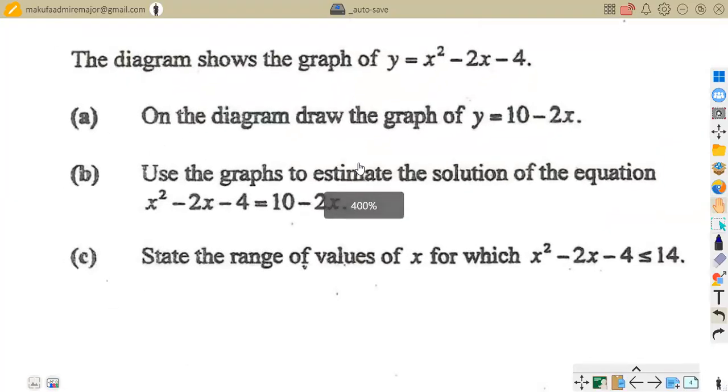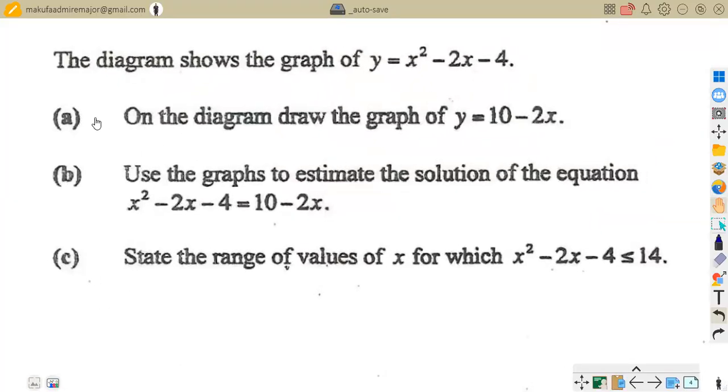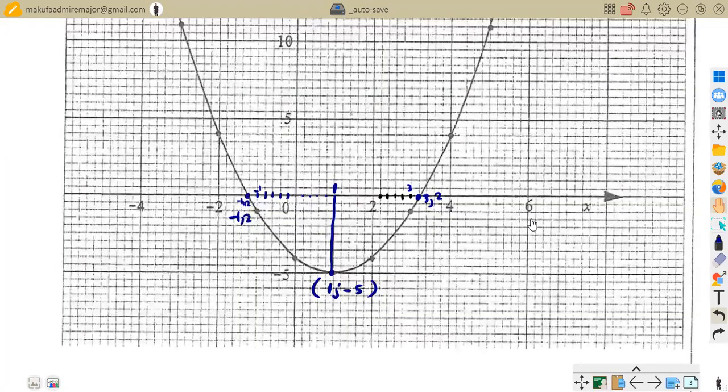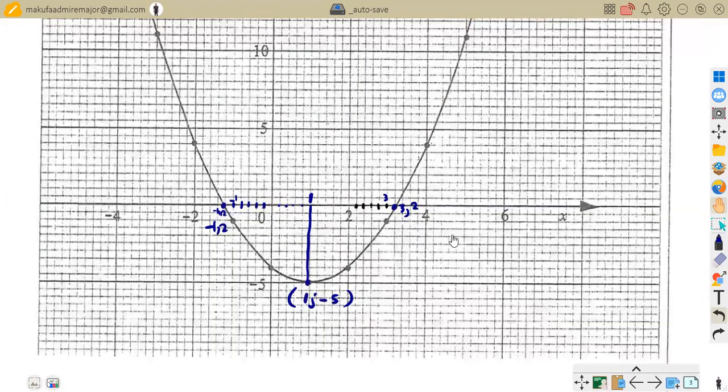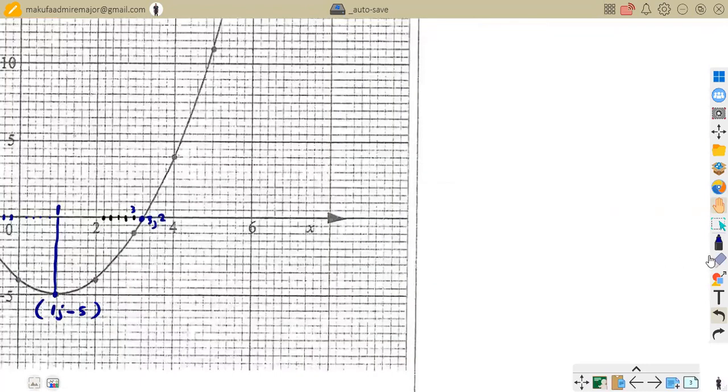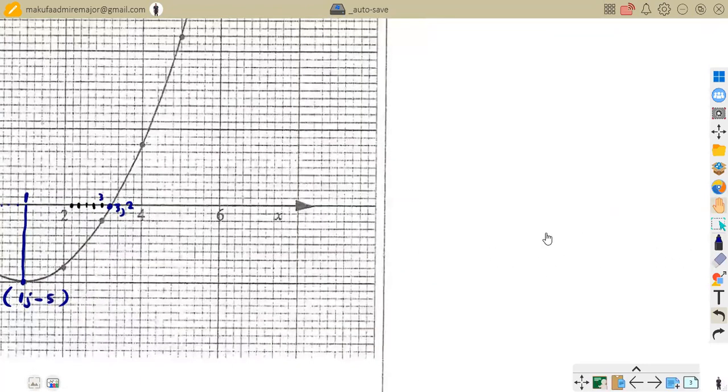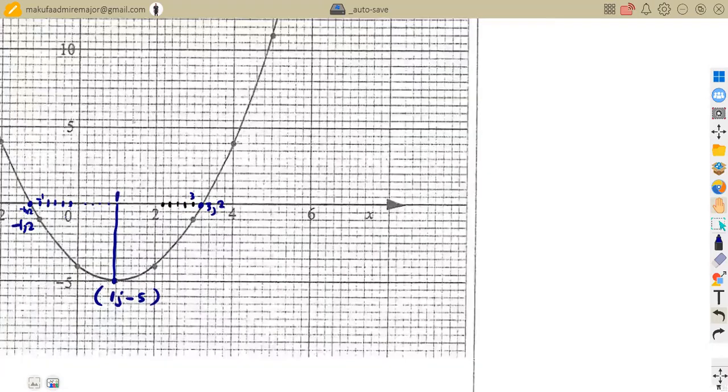We are given the diagram of the graph of y is equal to x squared minus 2x minus 4. On the diagram, draw the graph of y is equal to 10 minus 2x. On this diagram, we are supposed to draw the graph of y is equal to 10 minus 2x. How are we going to draw this graph? All right, so the idea is that we are referring to a straight line. Y is equal to 10 minus 2x.